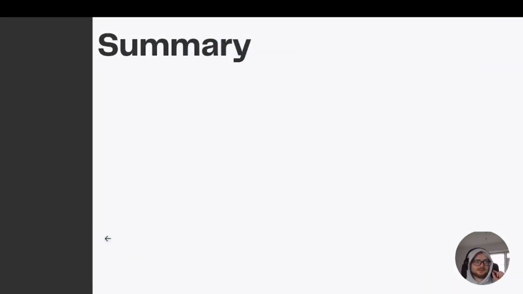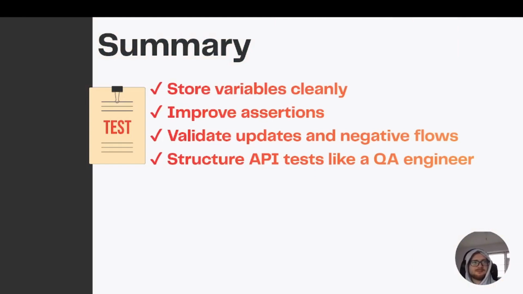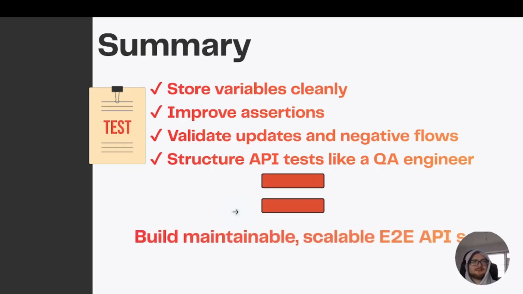By applying these best practices, your CRUD flow is no longer just a sequence of requests. It behaves like a real API automation suite. Centralized static values and dynamic variables captured and reused. Meaningful assertions, logging for transparency, and positive plus negative validations. This is exactly how automation engineers structure maintainable test suites on real projects.